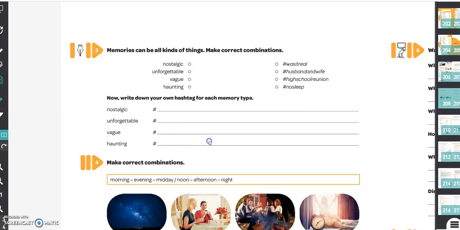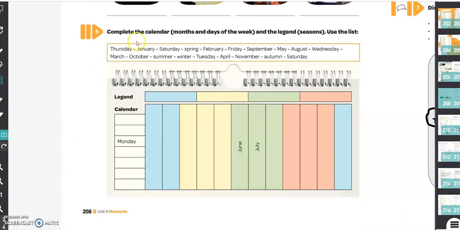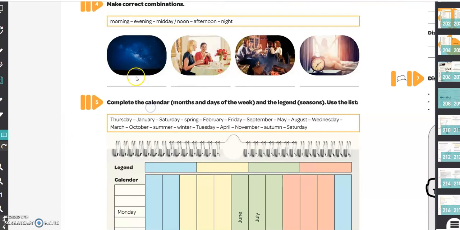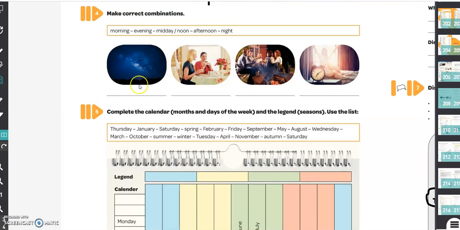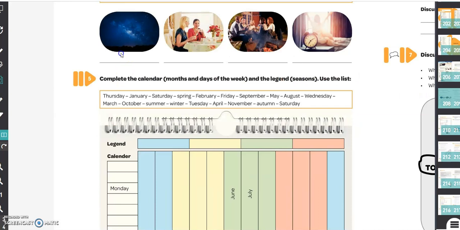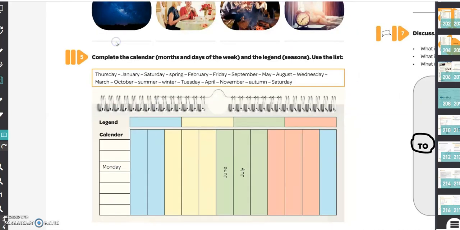Yes? Then exercise 4. Oops, sorry about that. So exercise 4, make correct combinations. So you have to use morning, evening, midday, noon, afternoon, and night. You can also look it up. Exercise 5 is a bit complicated, so I will show you how to fill it in.